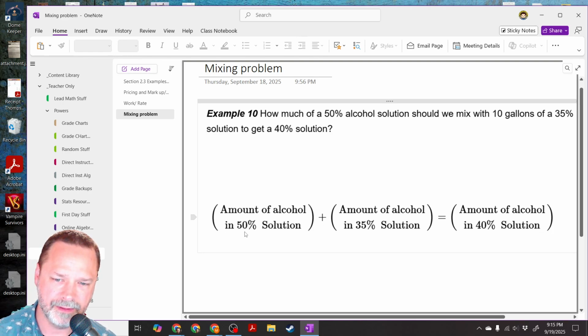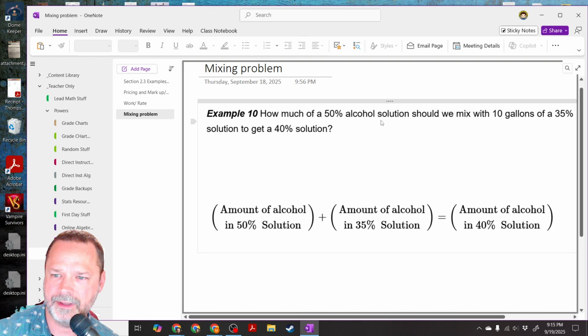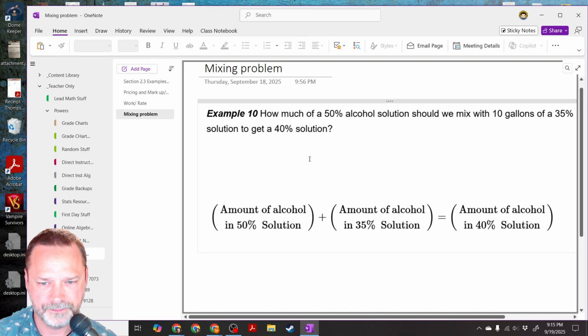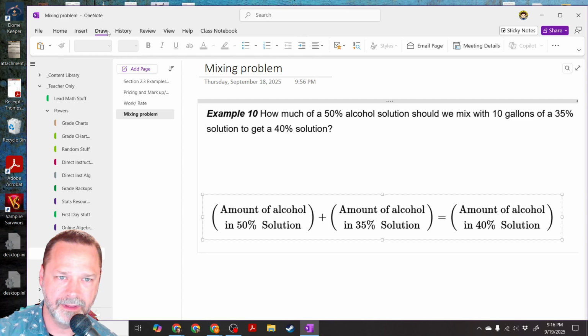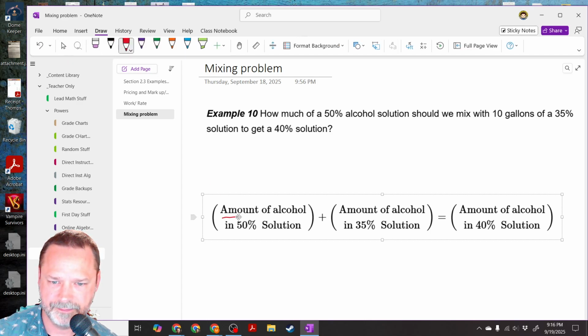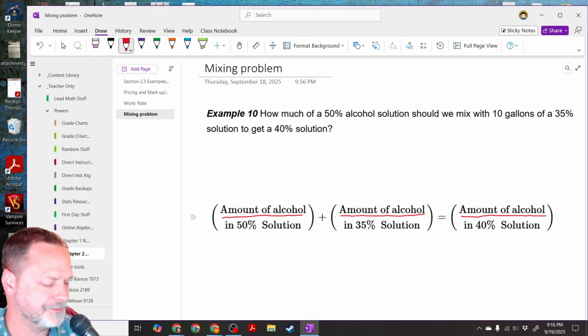The amount of alcohol in a 50% solution. Well, let's read the problem. Oh, we did read the problem. So how much of a 50% alcohol solution should we mix with 10 gallons of a 35% solution to get a 40% solution? So right away, this is what we have: an amount of alcohol plus an amount of alcohol is going to give us an amount of alcohol. There you go. That makes a lot of sense.